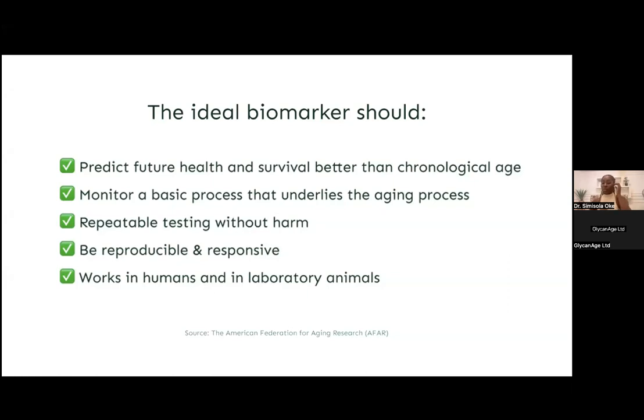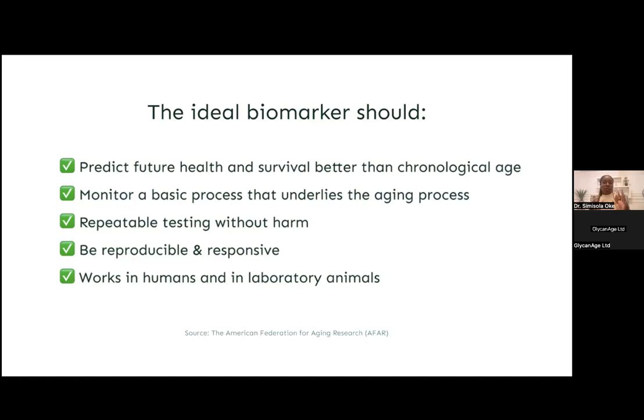The other thing is that you want it to be repeatable without harm. So if I have to do a liver biopsy every time to tell someone what their biological age is, that is not a good thing, considering that liver biopsies are actually high risk procedures. So you want something that is easy to do and doesn't cause too much harm. I think a finger prick is enough, but we don't want to cause any more harm than that.